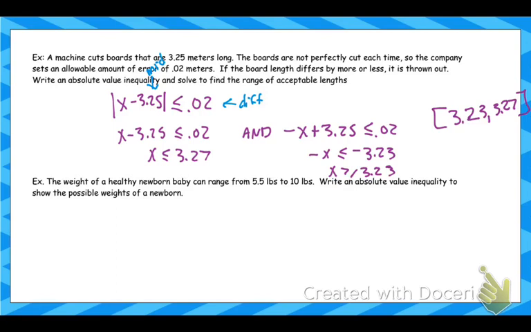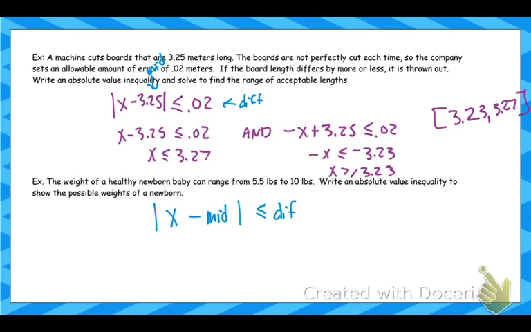All right, so let's look at this last one. The weight of a healthy newborn baby can range from 5.5 pounds to 10 pounds. So we're going to write an inequality that shows the possible weight. We already know the solutions here. We're just trying to write the inequality that shows all the possibilities in between. So what we could have here, like we said, we're going to take x minus the midpoint, and we want that to be less than or equal to the differential.